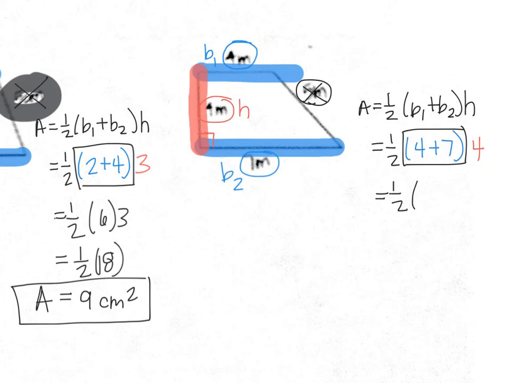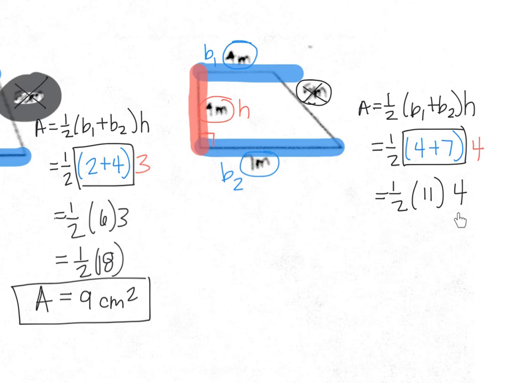1/2 times 4 plus 7 is 11. And then I'm going to bring my 4 down. Now this is all multiplication right here. This is all multiplication. 1/2 times 11 times 4. The commutative property of multiplication tells me I can multiply it in whatever order I want, and I should get the same answer. I like to do my whole numbers first.